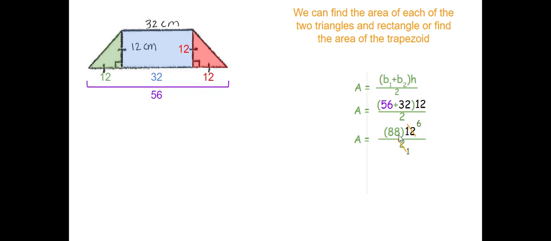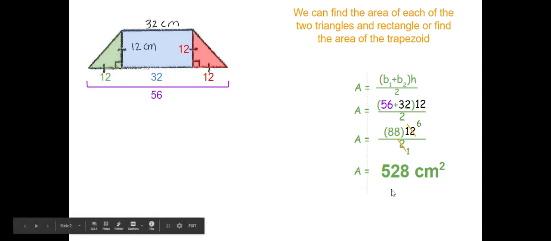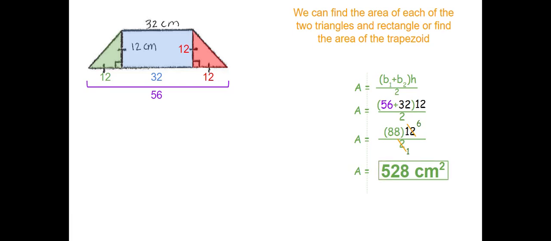Now you have 6 times 88, okay, over 1 is 528. So whether you did 88 times 12 divided by 2, or you did the 2 into the 88, which is 44, and did 44 times 12, regardless of how you chose to do it, you still should have ended with 528 centimeters squared. Okay. Our final example.